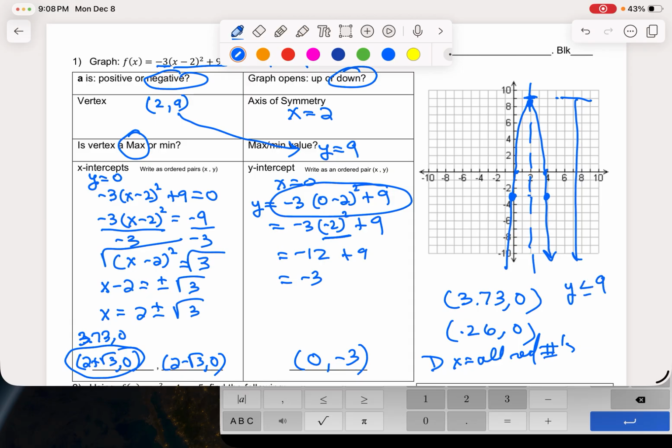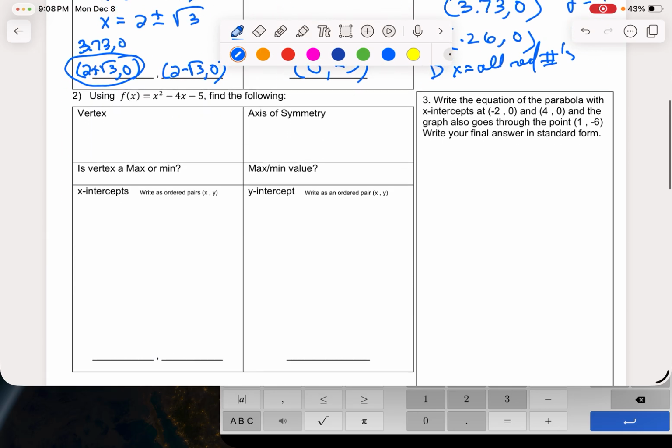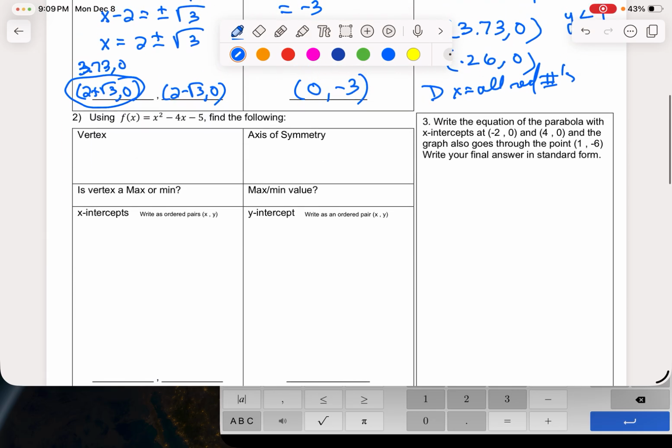The next set is when we're not in vertex form anymore, we're in standard form. If we look at this, a is equal to 1, b is negative 4, and c is negative 5. Because it's not in vertex form, we have to go find the axis of symmetry first, and that's the opposite of b over 2a.